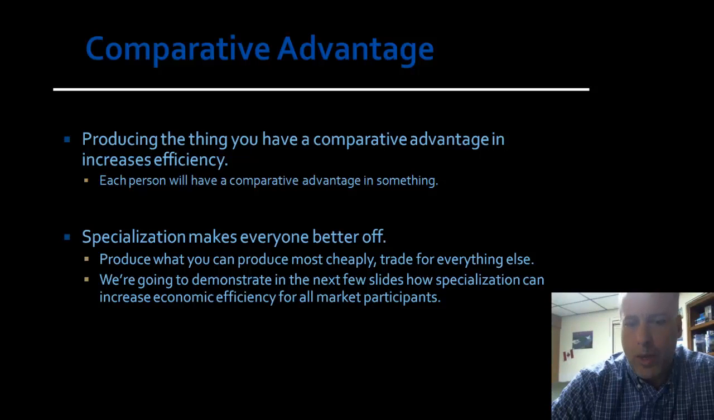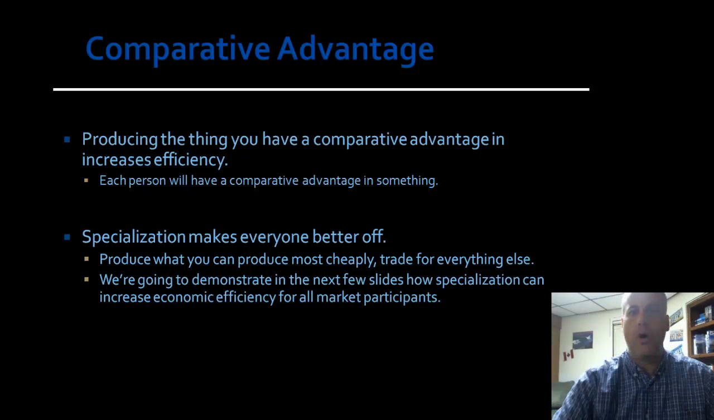What we want to do is produce what we can most cheaply in terms of opportunity cost, and trade for everything else. And what we're going to demonstrate is how specialization can increase economic efficiency for all market participants, not just the fastest or the wealthiest. That specialization and trade can be better for both the highly productive and the less productive members of society, in less productive states, less productive countries, and things like that.